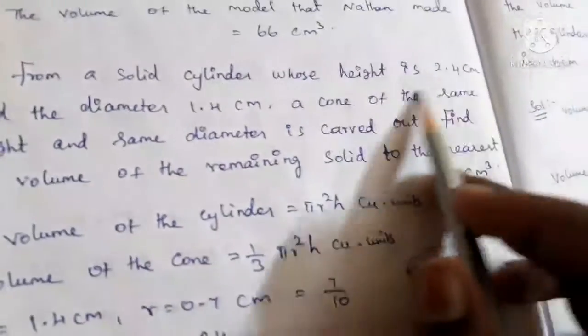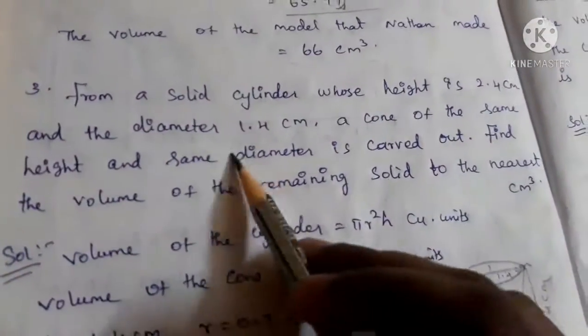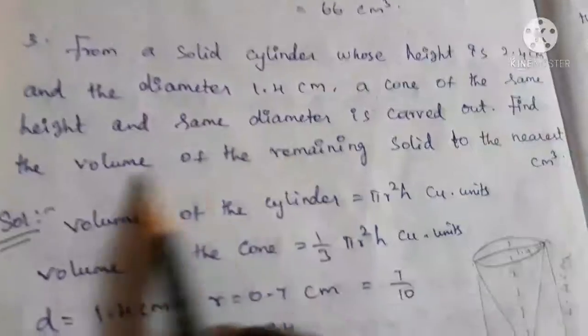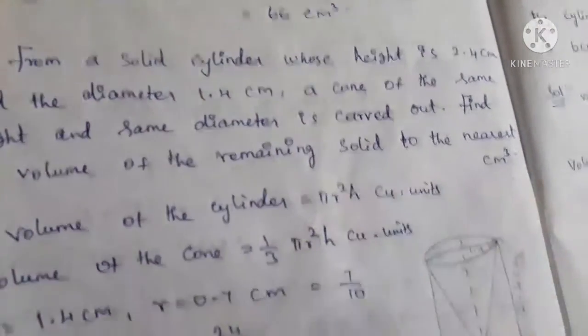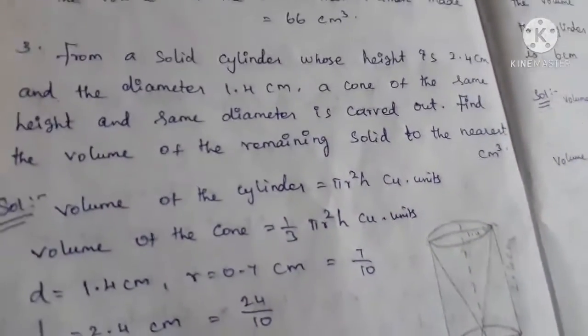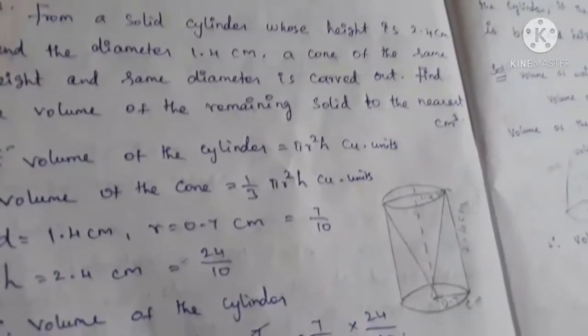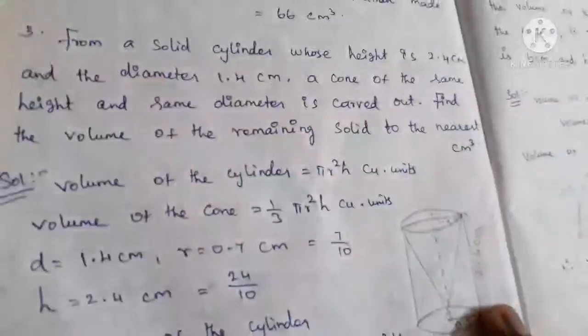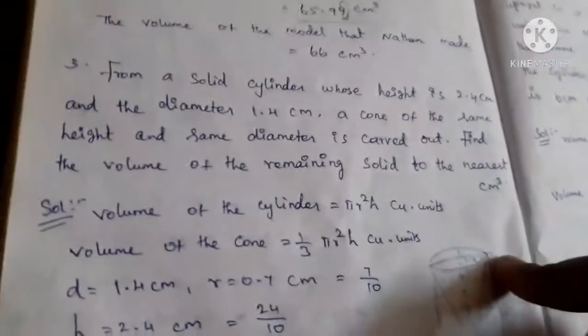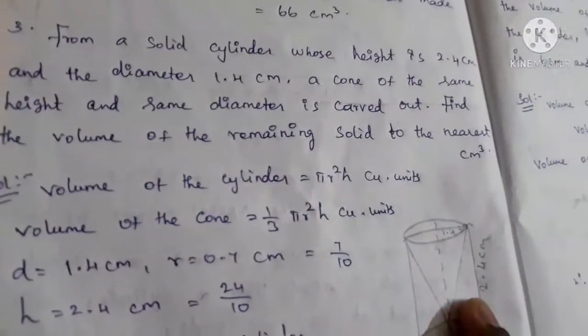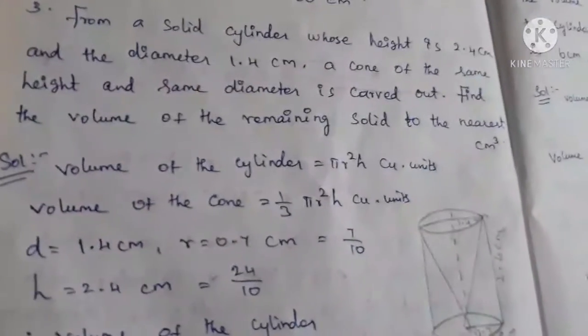Third question. From a solid cylinder whose height is 2.4 centimeter and the diameter is 1.4 centimeter, a cone of the same height and the same diameter is carved out. Find the volume of the remaining solid to the nearest centimeter cube. What they are saying is, a cylinder is there with a height of 2.4 centimeter and diameter of 1.4 centimeter. A cone is carved from it.